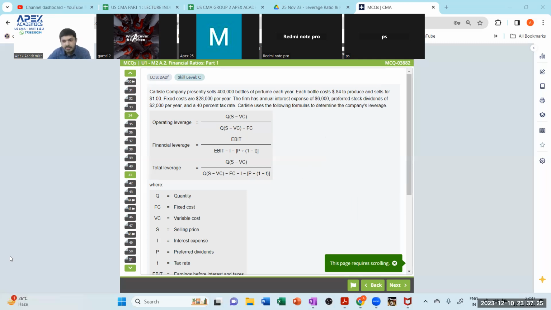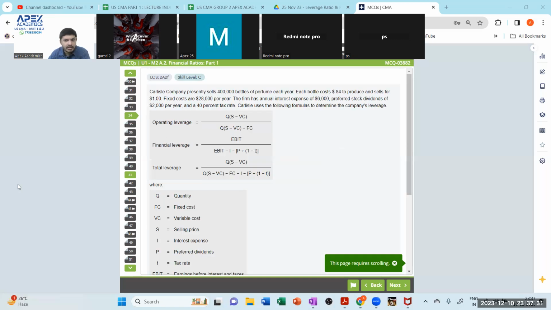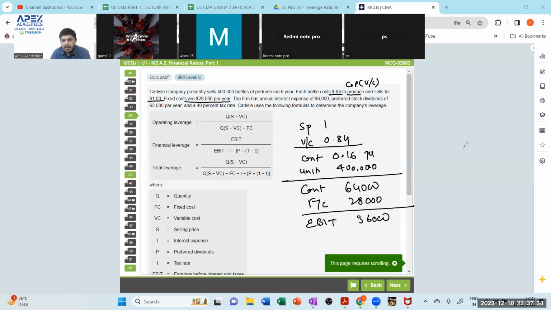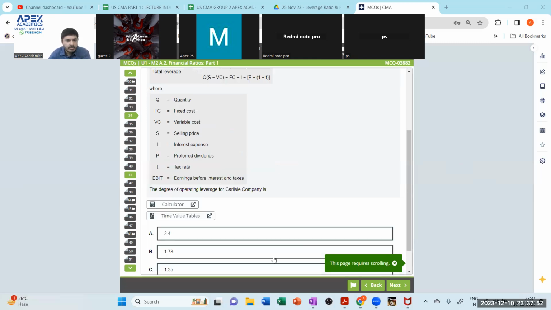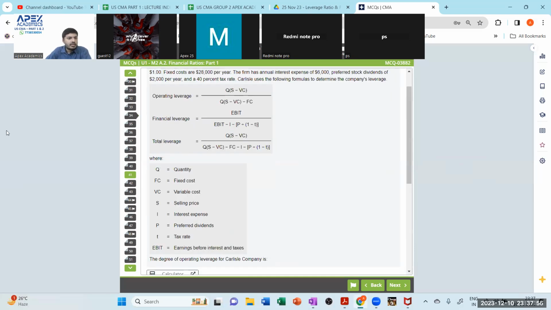What are they asking? Degree of operating leverage. What is degree of operating leverage? Contribution upon EBIT. 64,000 divided by 36,000. 64 divided by 36. What is the answer? 1.78. Let's see if I am wrong or right. 1.78. Absolutely correct.